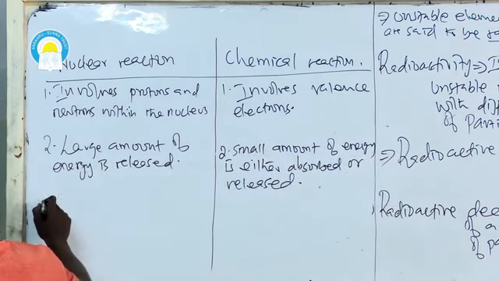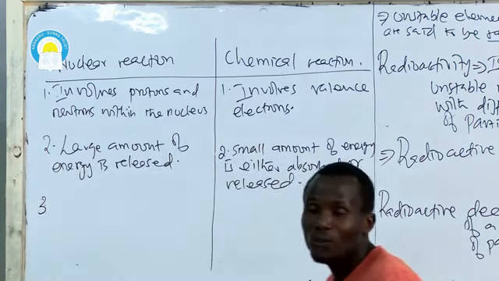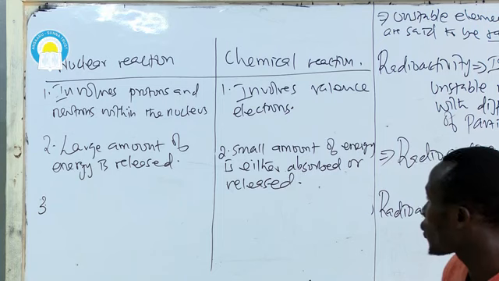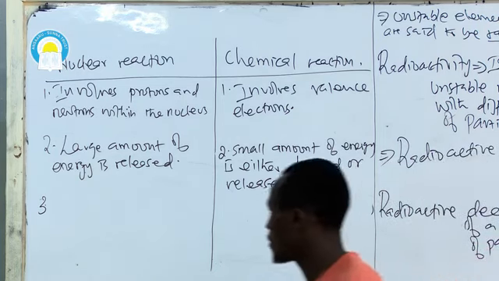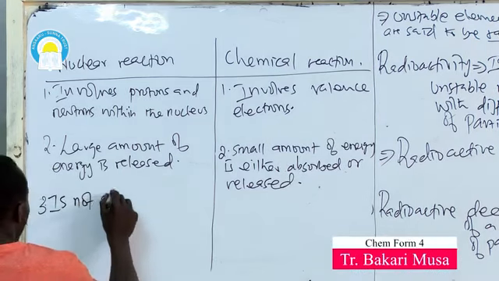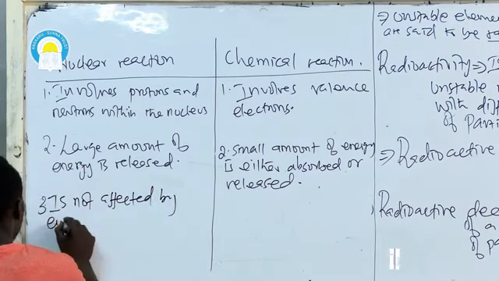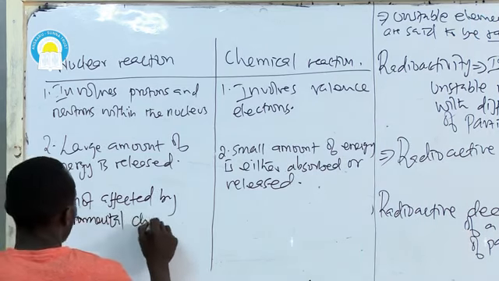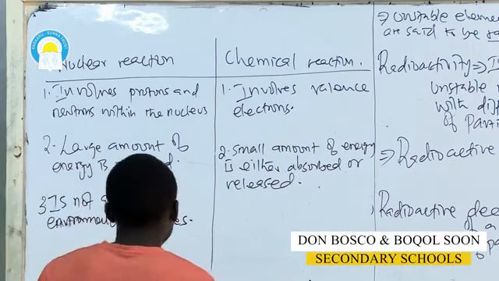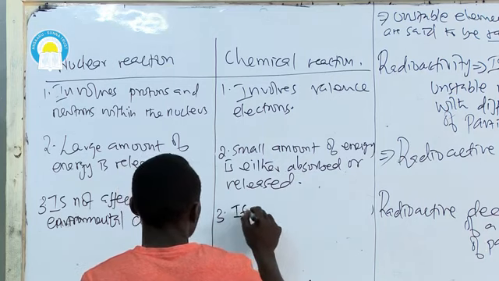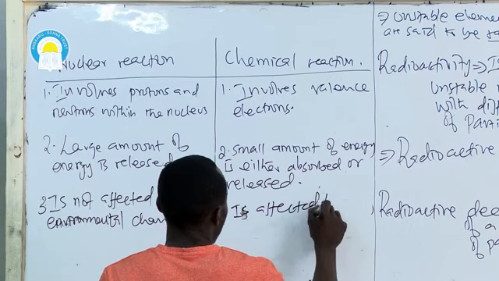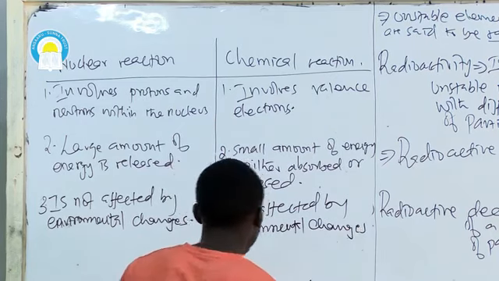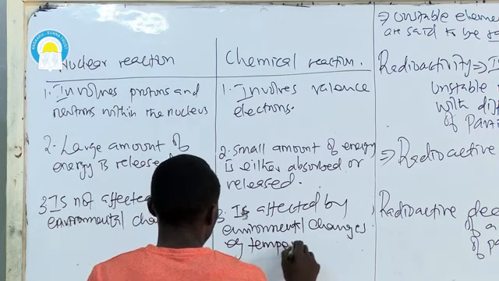The third difference between the two is in terms of factors that affect the reaction. A nuclear reaction is not affected by environmental changes, while a chemical reaction is affected by environmental changes, e.g., temperature.